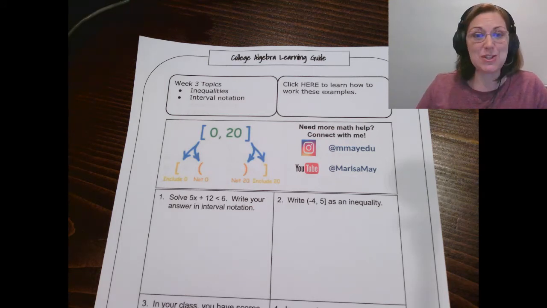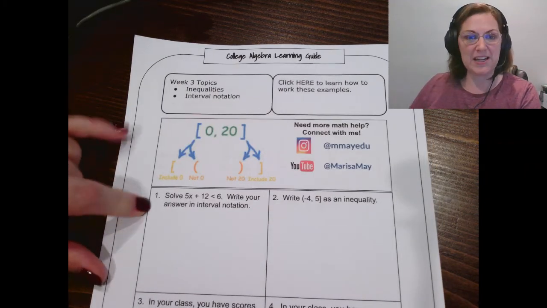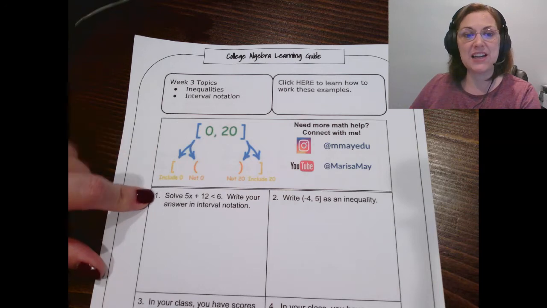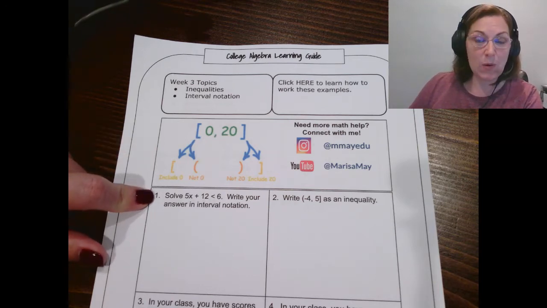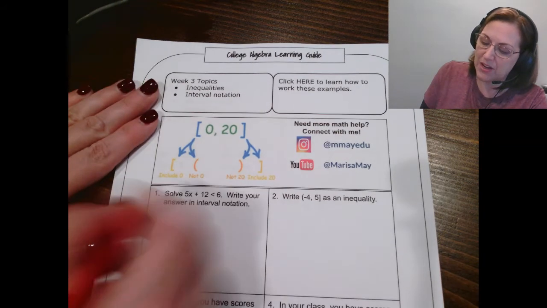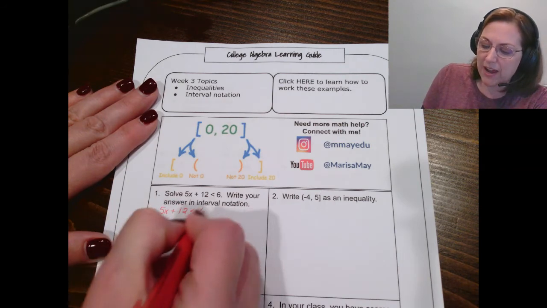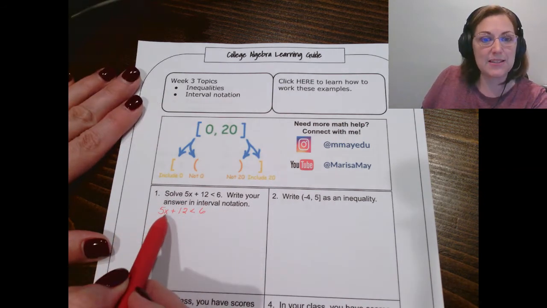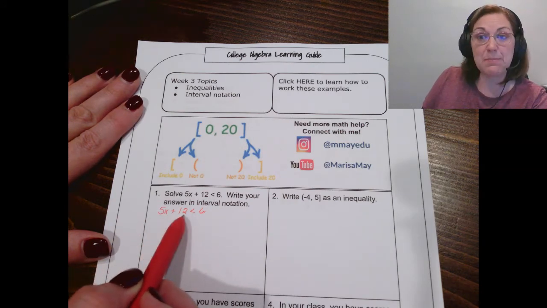So let's jump in. Look at number 1 here. We are asked to solve this inequality. Now, I want to let you in on a little secret: we solve inequalities the exact same way we solve equations. So we're going to look at that variable and ask ourselves, okay, what's happening to x? It's being multiplied by 5. It's being added by 12.